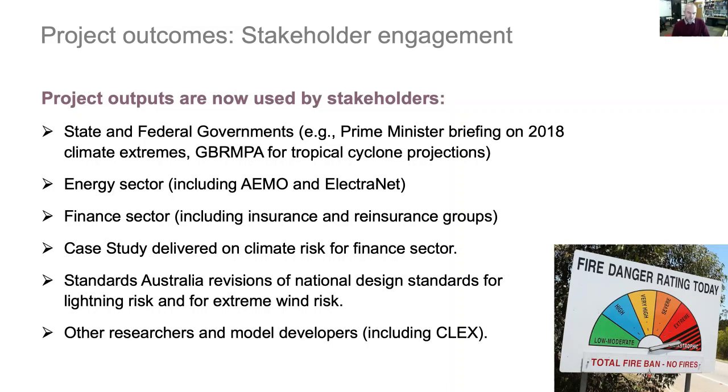Project outputs are being used by energy sector groups, including AEMO and Electronet, and by finance sector groups, including insurance and reinsurance groups. Project outputs are being used by Standards Australia for revisions to national standards for lightning risk and also national standards for extreme wind risk. That's important for infrastructure and building design throughout Australia. Other researchers are using our project outputs, including INCLEX, the ARC Centre of Excellence for Climate Extremes.